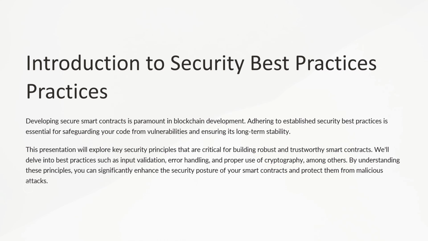Imagine constructing a secure vault to protect valuable treasures. Similarly, building secure smart contracts on the blockchain is essential to safeguard assets and data. Today we will delve into critical security principles necessary for robust and trustworthy smart contracts. We will explore best practices such as input validation, error handling, and proper use of cryptography. By mastering these principles, you can significantly enhance the security posture of your smart contracts and protect them from malicious attacks.